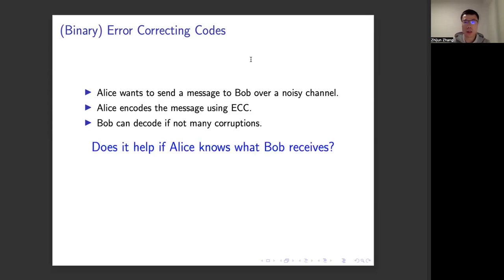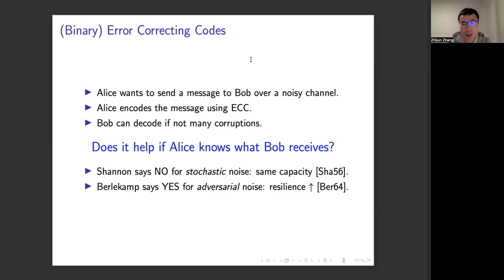So the question we want to ask today is, does it help if Alice is given access to feedback, which basically means for every bit she transmits, Alice knows what Bob receives? This question has actually been studied previously. In 1956, Shannon showed the answer should be no if we consider stochastic channels, where each bit sent by Alice is randomly corrupted or not with a certain probability. He shows that with or without feedback, the channel capacity remains the same.